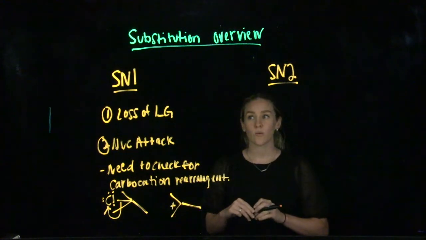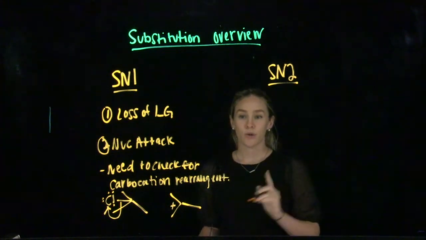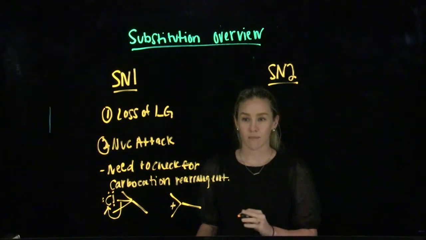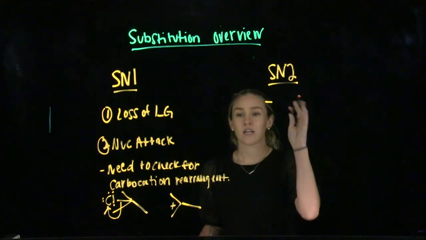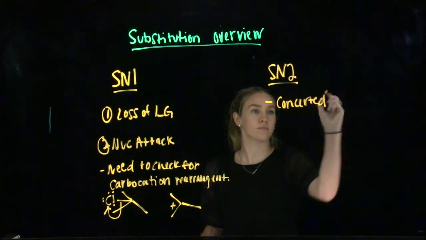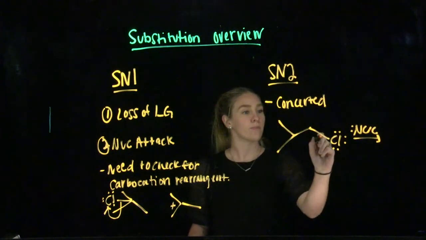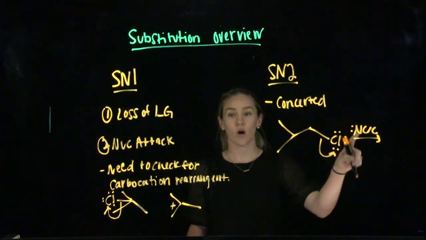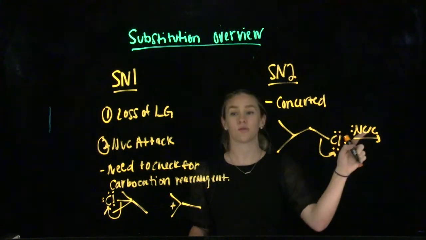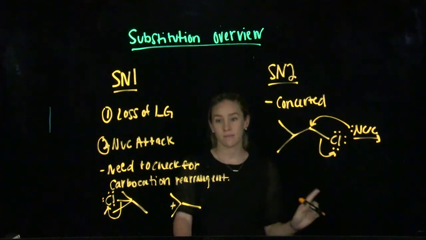The major difference with the SN2 reaction is that your loss of leaving group and your nucleophilic attack happen at the same time. So this would be called a concerted process. So we have the loss of the leaving group and our nucleophilic attack, this just says nuke for short, happening all at the same time.